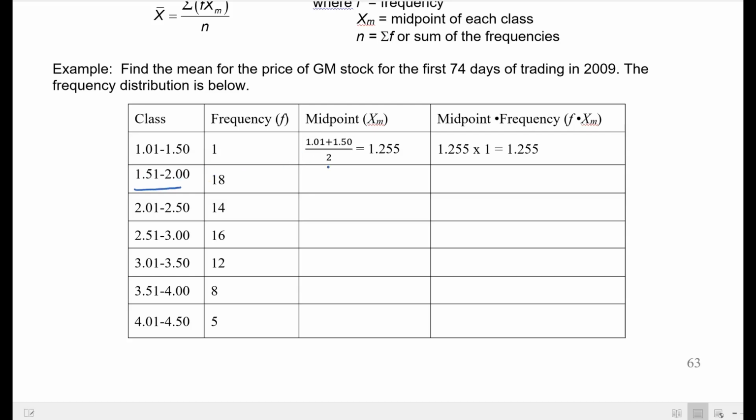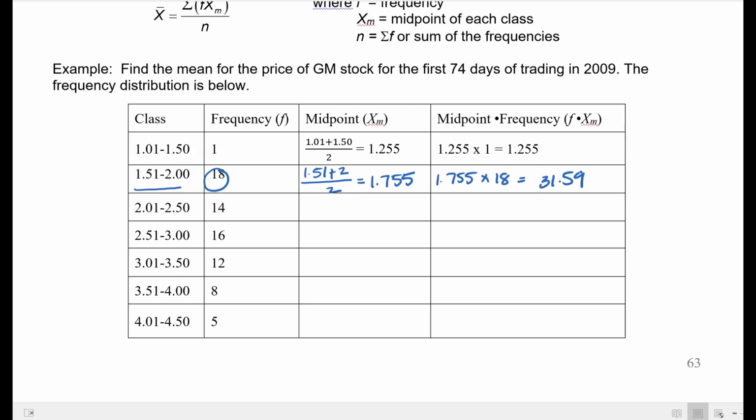So the class is here, 1.51 plus 2 divided by 2. We're always dividing by 2. We're taking the two values, adding them together, and dividing by 2 to find the middle, and we get 1.755. Okay, and we have 18 of those. So notice the frequency. There are 18 of those numbers in between that range. So we're going to take 1.755 times 18, which is 31.59.